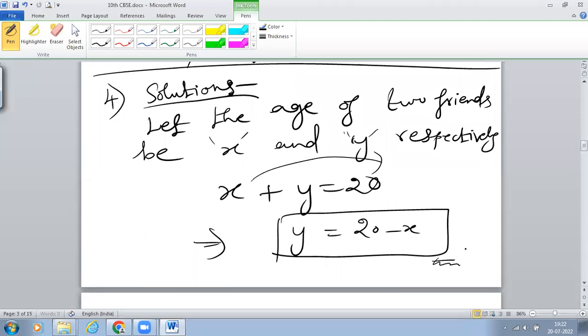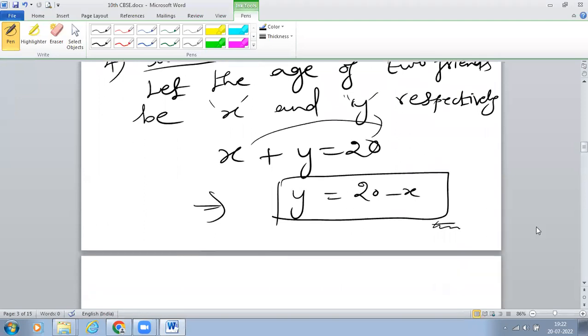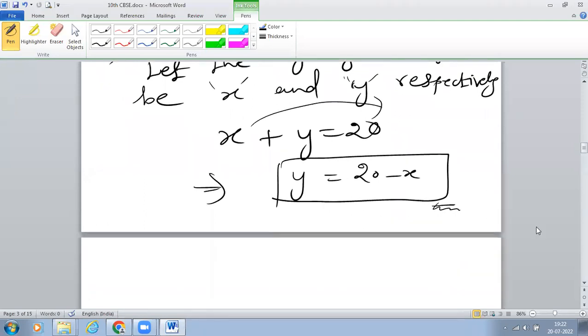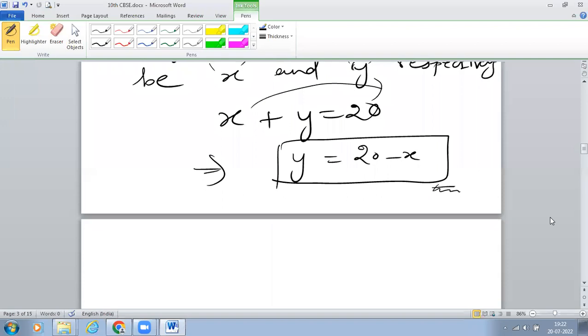No need to put an equation number. You can keep it as it is. Therefore, the age of one student is X and the other student's age is 20 minus X. That is, Y is equal to 20 minus X.